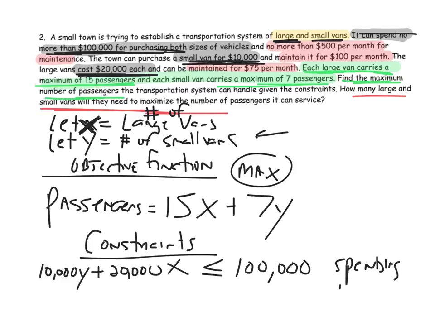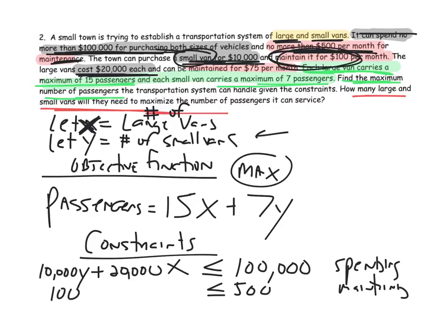Then they talk about maintaining these particular vans. It says they can spend no more than $500 per month for maintenance. So again, no more than is less than or equal to 500. Small vans maintain for 100 a month, so I'm going to write 100 times y, the number of small vans. It says large vans can be maintained for 75, so that's going to be 75 times x.